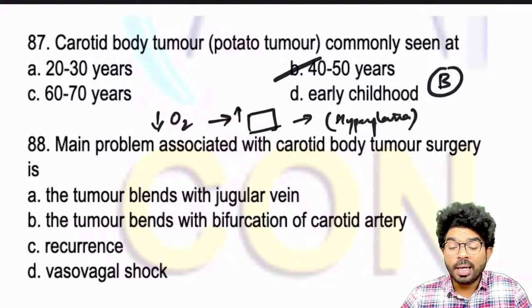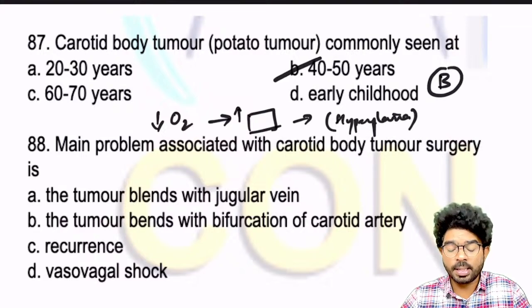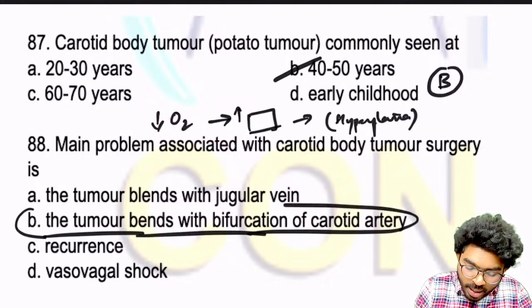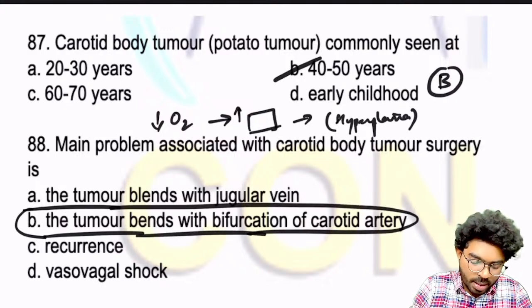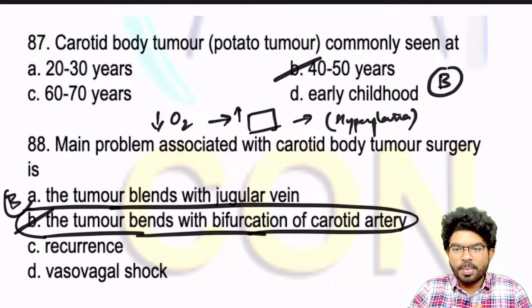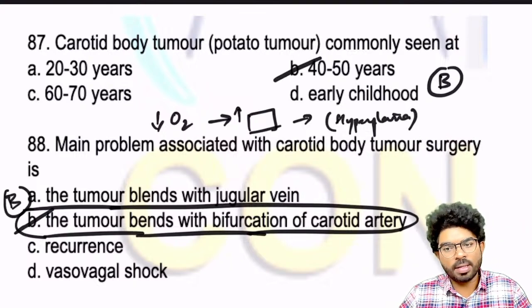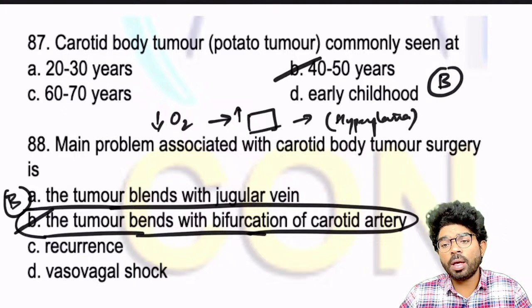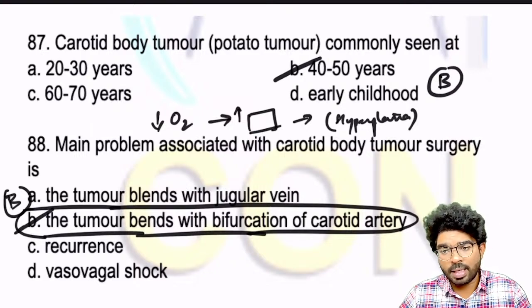We have already discussed the location. The main problem associated with carotid body tumor surgery is the tumor blends with the bifurcation of the carotid artery, which is a very, very important artery for us. That is the reason why you cannot simply go for a blind surgery for this. Of course, we need to go for excision, but it has to be carefully manipulated. Thereby we are talking about Fontaine sign or Lyre's sign. Yesterday we have discussed it.